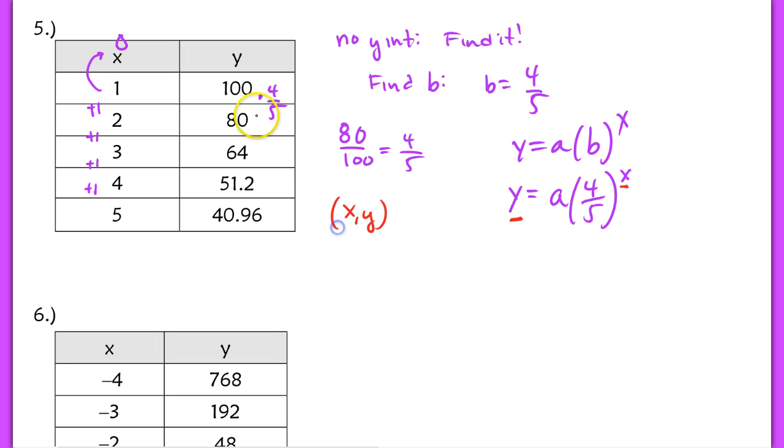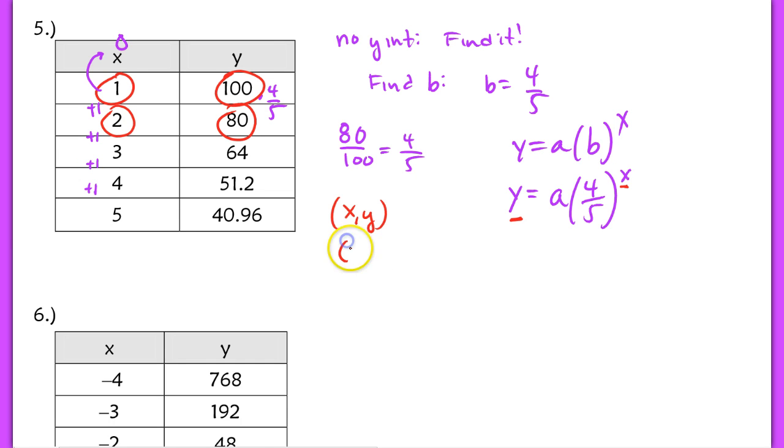Now, notice you have an x and a y here. This is any coordinate, which means that any coordinate here should satisfy this equation. So I can plug in this xy pair or this xy pair into my function here and solve for the a. So that's what I'm going to do here. I don't care which point you use. I'm going to use the point 1, 100.